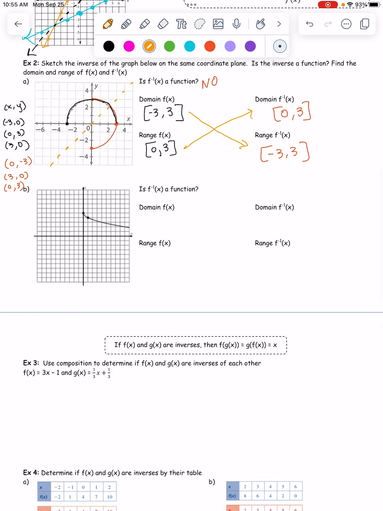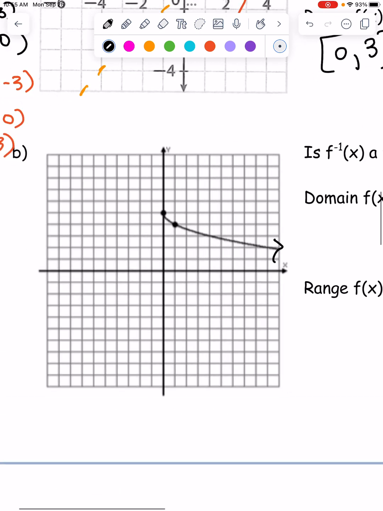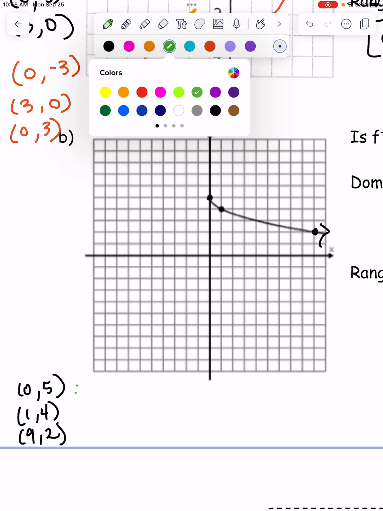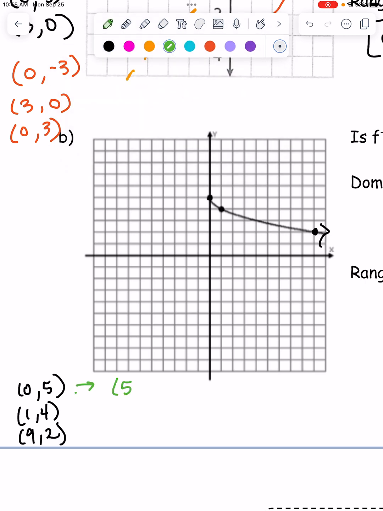Here's the second function. Let's pretend that there's an arrow over here. So I see a good point here at 0, 5. I see a good point at 1, 4. And then I see another good point over here at 9, 2. So if I swap those points, that's now going to become 5, 0, 4, 1, and 2, 9. I'm not changing the signs or anything like that. I'm just swapping the order.